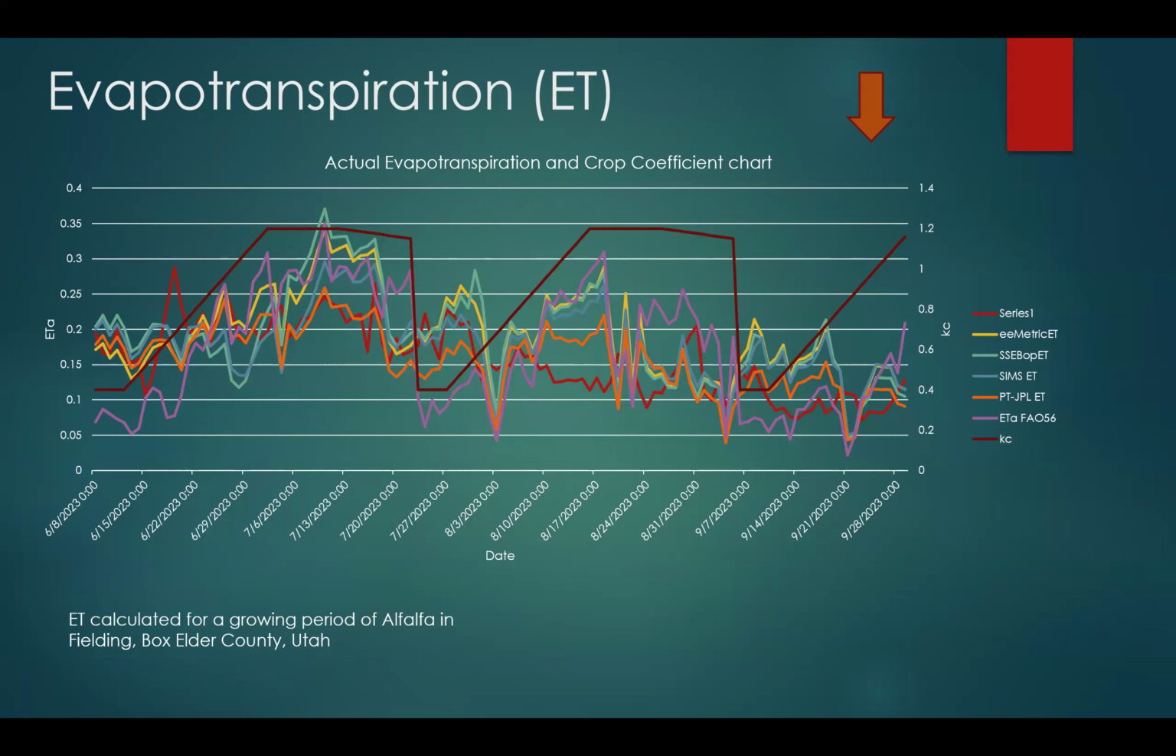And you can see the Kc is the one that's going on the top. That's the coefficient. At the same time, I used METRIC ET, SSEBop, SIMS ET, PT-JPL ET, and FAO 56 for quantifying the actual evapotranspiration in the alfalfa irrigated field in Box Elder County, Utah.